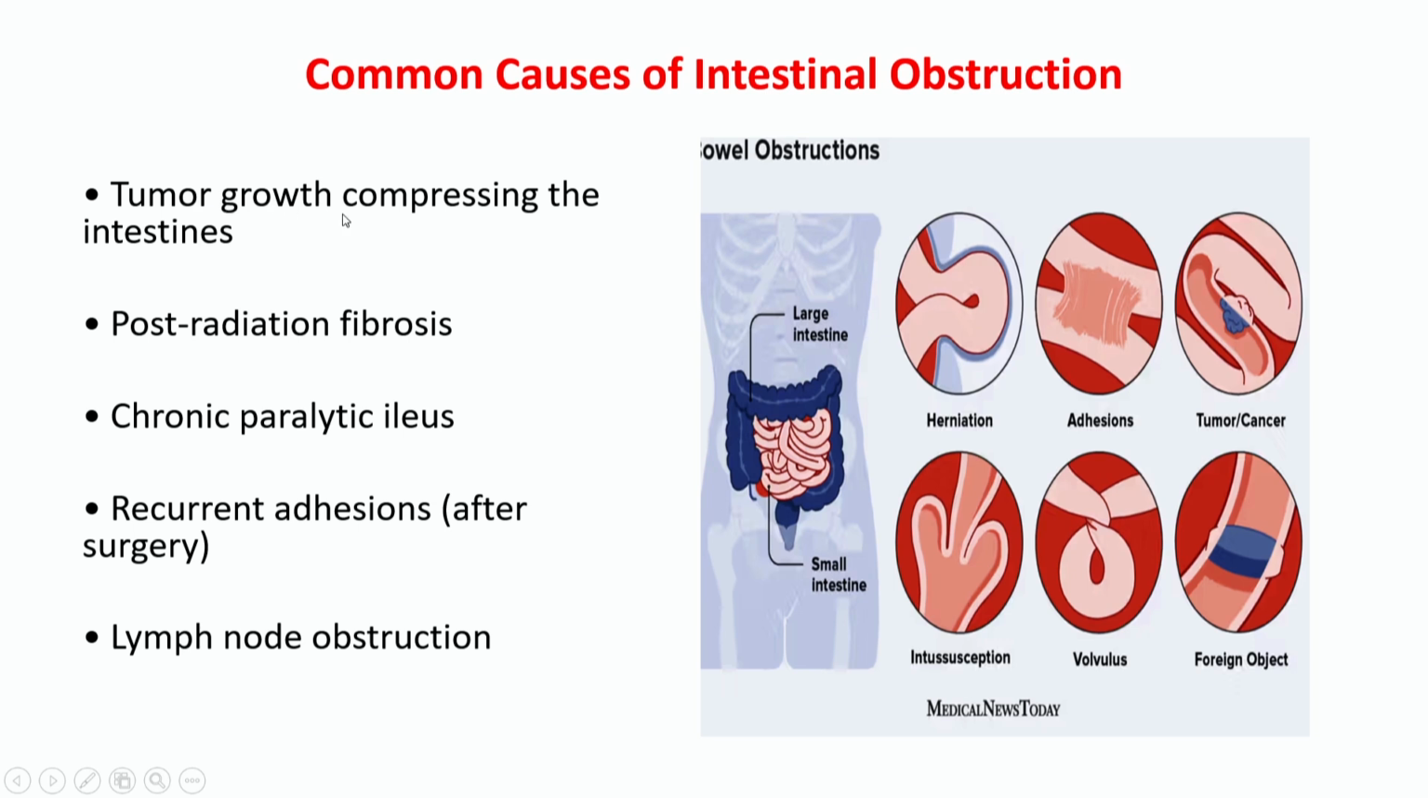So tumor growth compressing the intestine, post-radiation fibrosis. Fibrosis means the intestinal wall, which is supposed to have elasticity, has lost it. And chronic paralytic ileus. There is a kind of neural paralysis. Paralysis means a neural disease when the nervous system is not able to control your peristaltic movement. That is called the paralysis in the ileum. Recurrent adhesion after surgery, adhesions and lymph node obstruction.